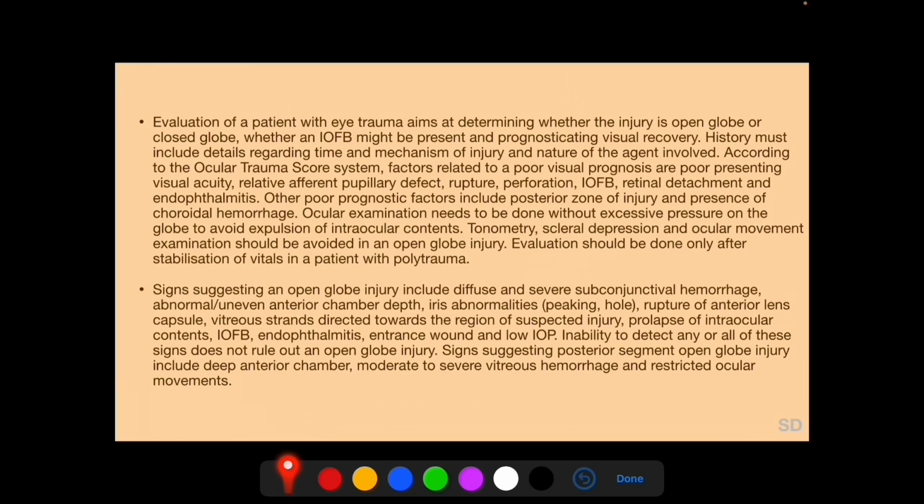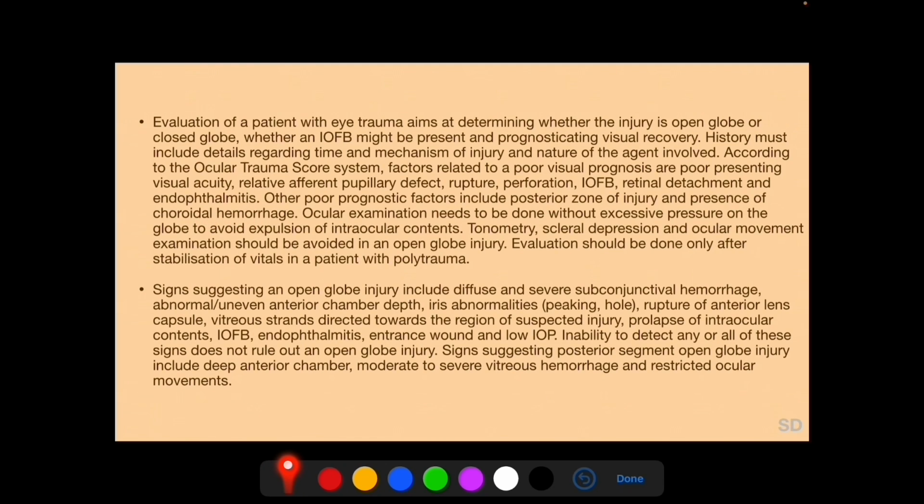Evaluation of a patient with eye trauma aims at determining whether the injury is open globe or closed globe, whether an intraocular foreign body might be present, and prognosticating visual recovery. History must include details regarding time and mechanism of injury and nature of the agent involved. According to the ocular trauma score system, factors related to a poor visual prognosis are poor presenting visual acuity, relative afferent pupillary defect, globe rupture, globe perforation, intraocular foreign body, retinal detachment, and endophthalmitis. Other factors which indicate a poor visual prognosis include posterior zone of injury and presence of choroidal hemorrhage.